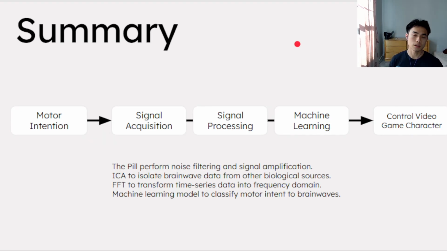And to summarize, in order for us to control a video game character with just our thoughts, we have a signal acquisition device that filters and also amplifies our EEG signal. And then we need more processing to remove physiological artifacts like our eye. And then we're going to use the FFT to get the strength of our frequencies. Then we use a machine learning model, trained on data that separates whether we're thinking of our left or our right hand.